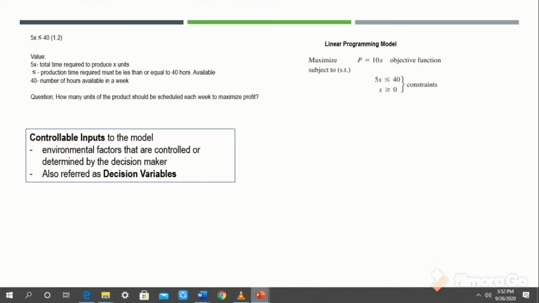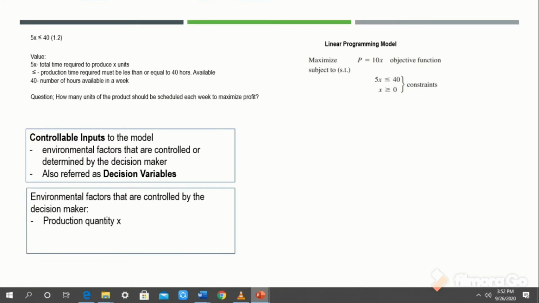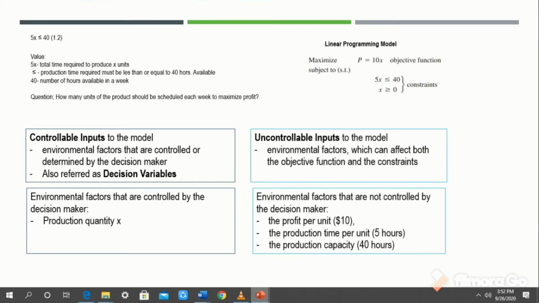Now, let's have controllable inputs and uncontrollable inputs. Controllable inputs are environmental factors that are controlled or determined by the decision maker. So ni siya ang mga inputs nga within the control nimo. Pwede siya tawagan nga decision variables. Example niya is production quantity, ang imuhang ma-control.